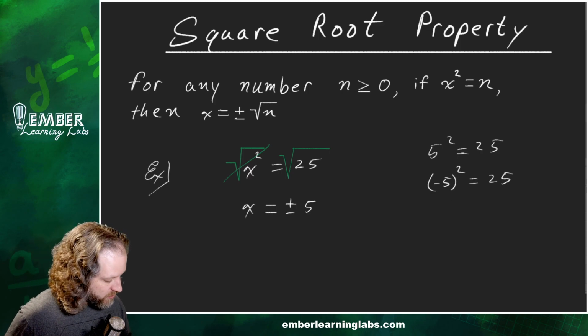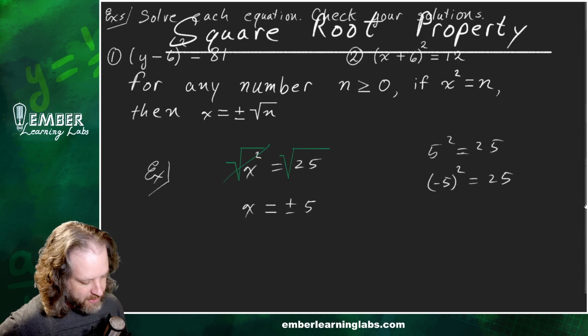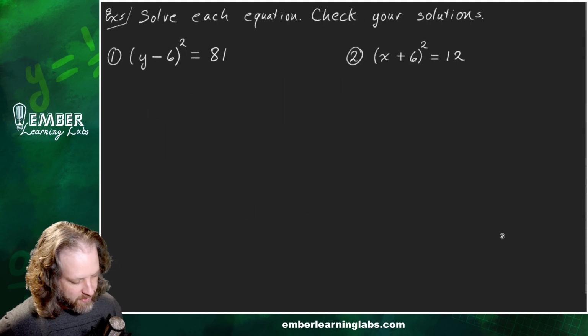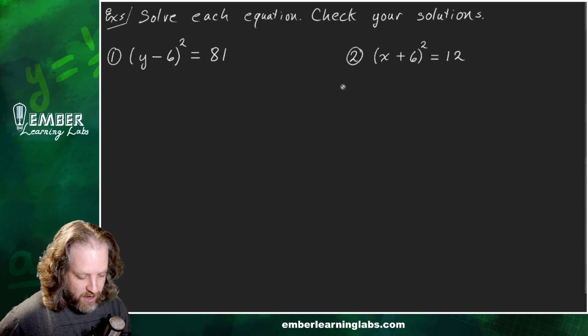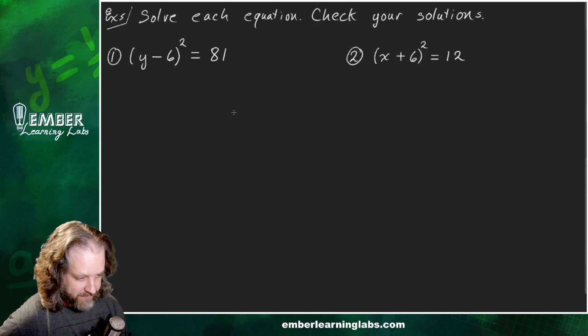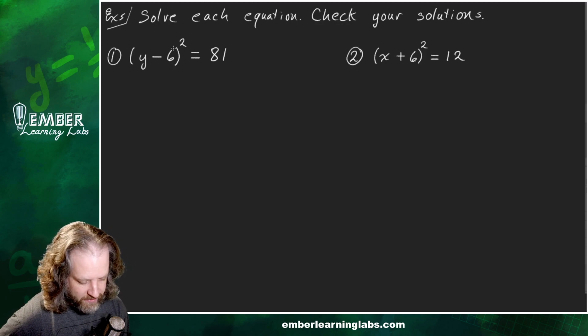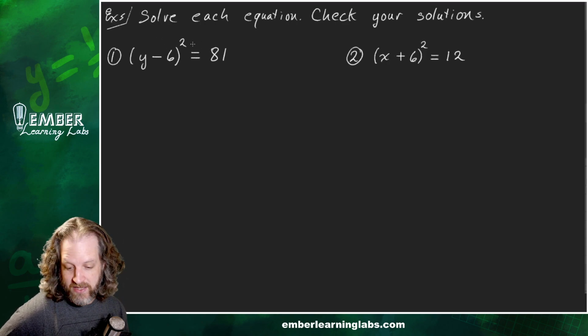So let's do a more full example using this property. A couple of fuller examples. All right, we're going to solve each one of these equations, check our solutions, and then we're going to be done. So here, we need to get rid of the squared. We've got to take the square root of both sides, because that's the opposite, the inverse.